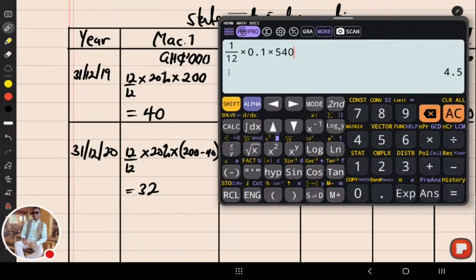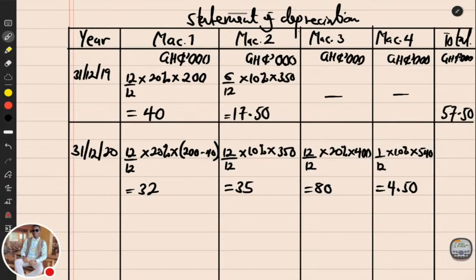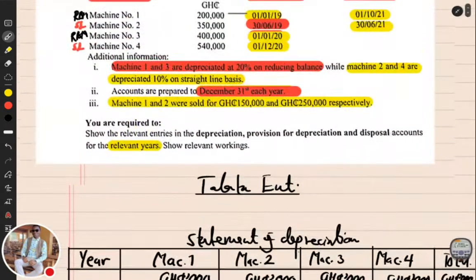So once we are through with that, then we find the total depreciation for the year 2020, right? So let's see the calculation, how it goes. So we have 32 plus 35 plus 80 plus 4.5. So in sum, we will get what? 151.5. That's 151.5 as the depreciation for the year 2020. Then we move on to 2021.